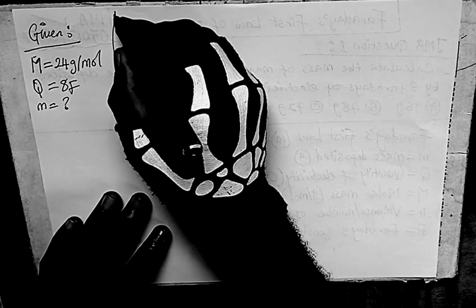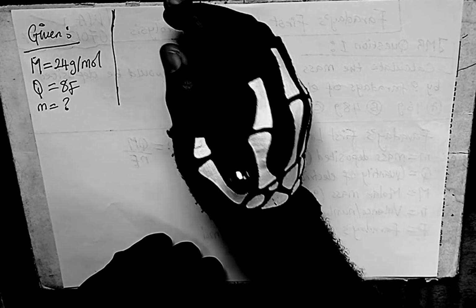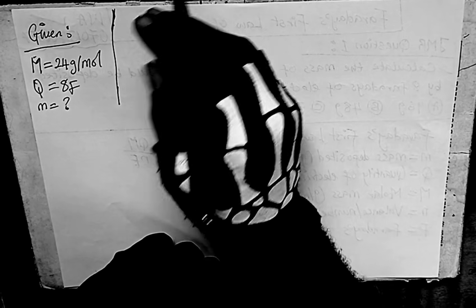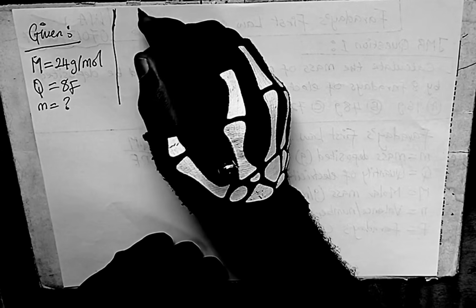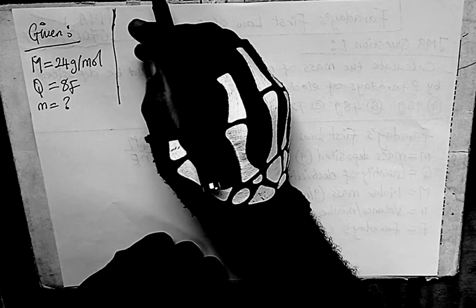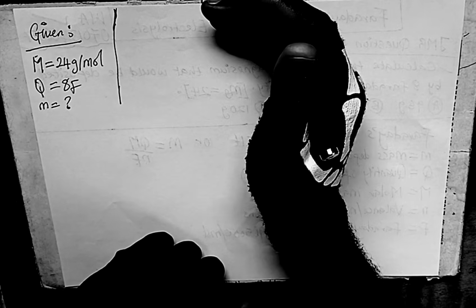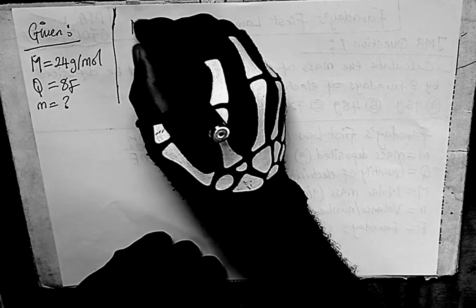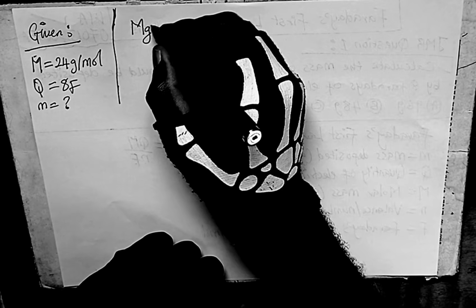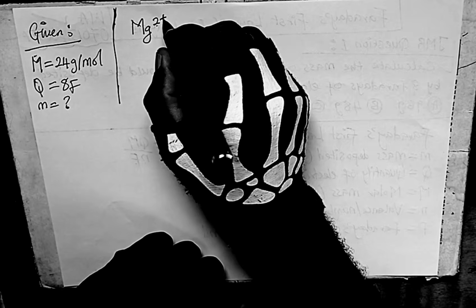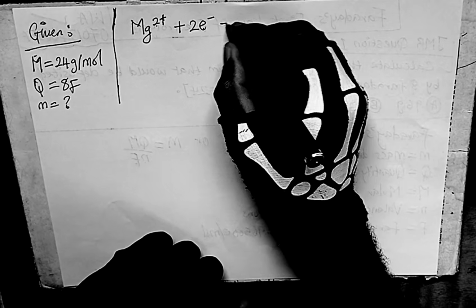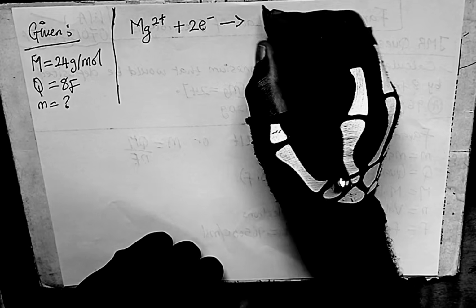The first thing to do when you have electrolytic questions, or any question involving stoichiometry or electrolysis, is to write out the ionic equation and ensure that it is balanced. In the question, they asked how much mass of magnesium will be deposited by 8 Faraday of electricity. So first we write Mg, magnesium. What is the valence of magnesium? Plus 2. It loses 2 electrons during the electrolytic process to be discharged.